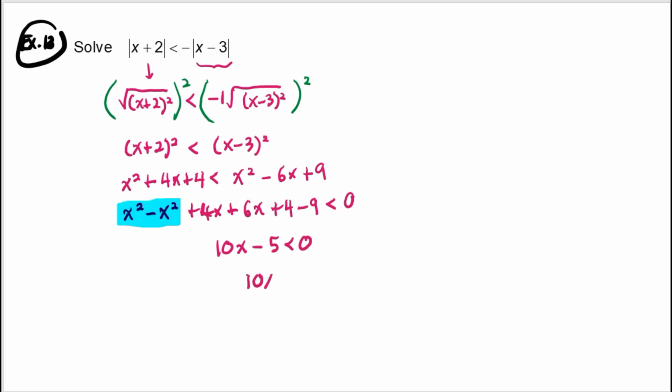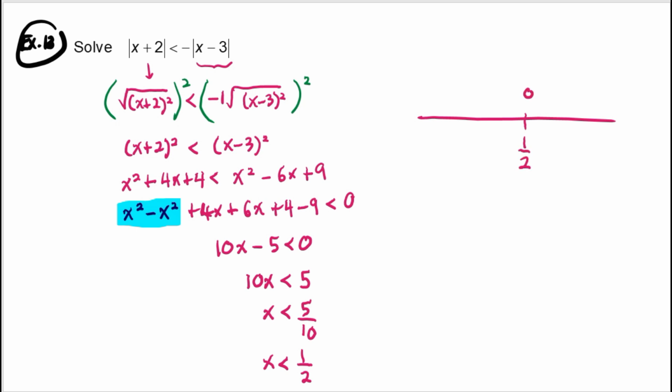To solve this one, bring that 5 to the right side. So x will be 5 over 10, where x is less than 1 over 2. Therefore, we will have this on the real number line: 1 over 2, and x is less than it, so we go to this side. So that's basically how to solve linear inequalities involving modulus functions. So that's it. Thank you for watching this video.